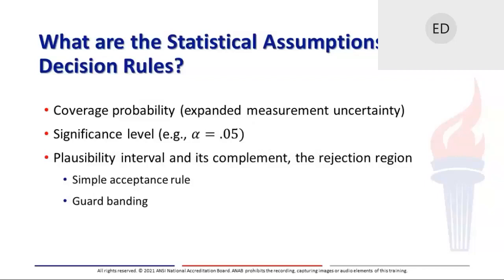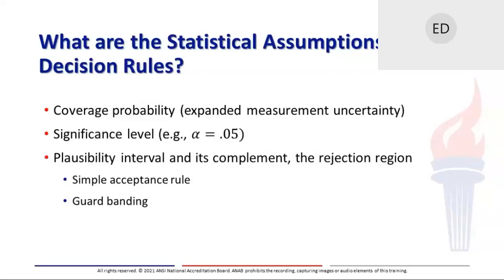And so really, statements of conformity are specific to those measurement results where you have that measurement uncertainty and you're describing how that is applied to that quantity value. So really the statistical assumptions are based on that measurement uncertainty, based on that coverage probability that you selected for that expanded uncertainty, any significance level that you apply, and then the plausibility interval that is used and its complement, that rejection region.